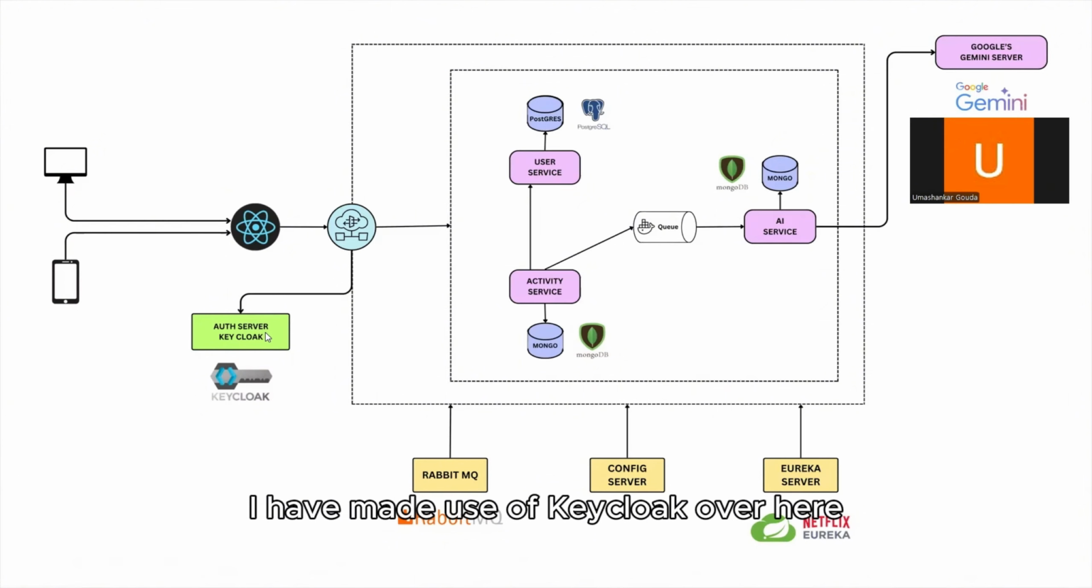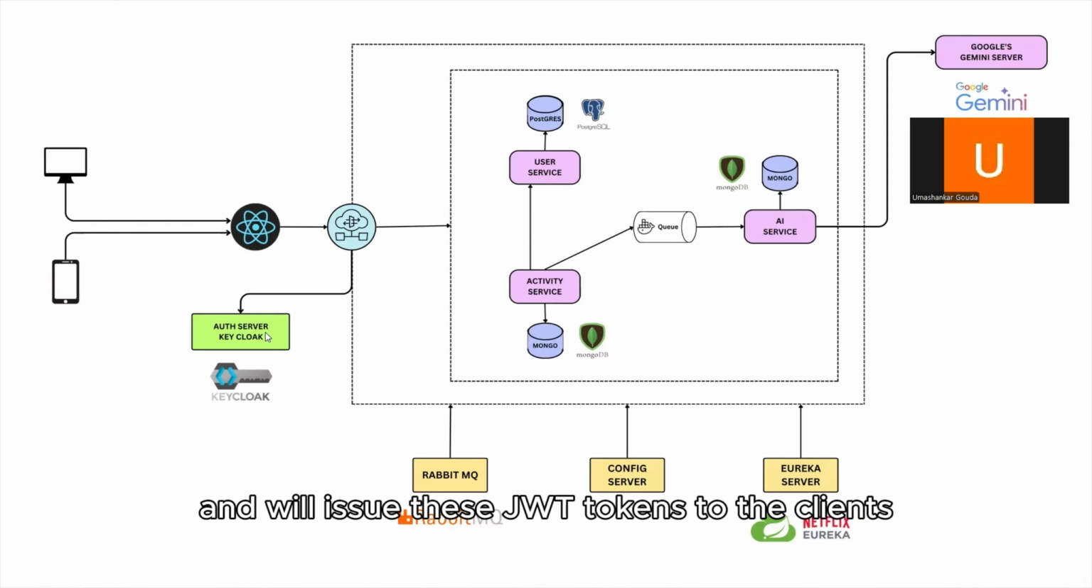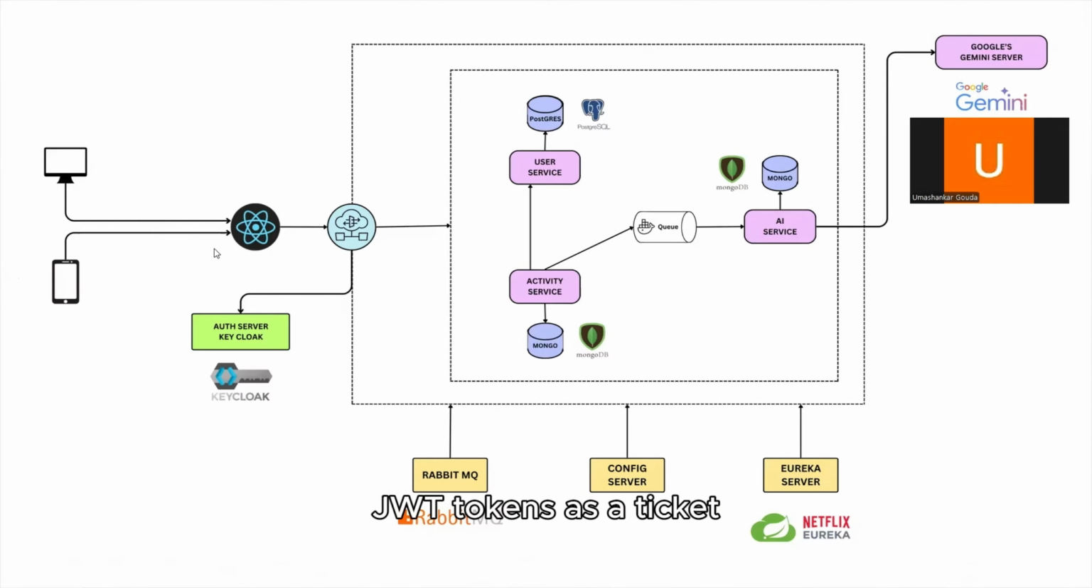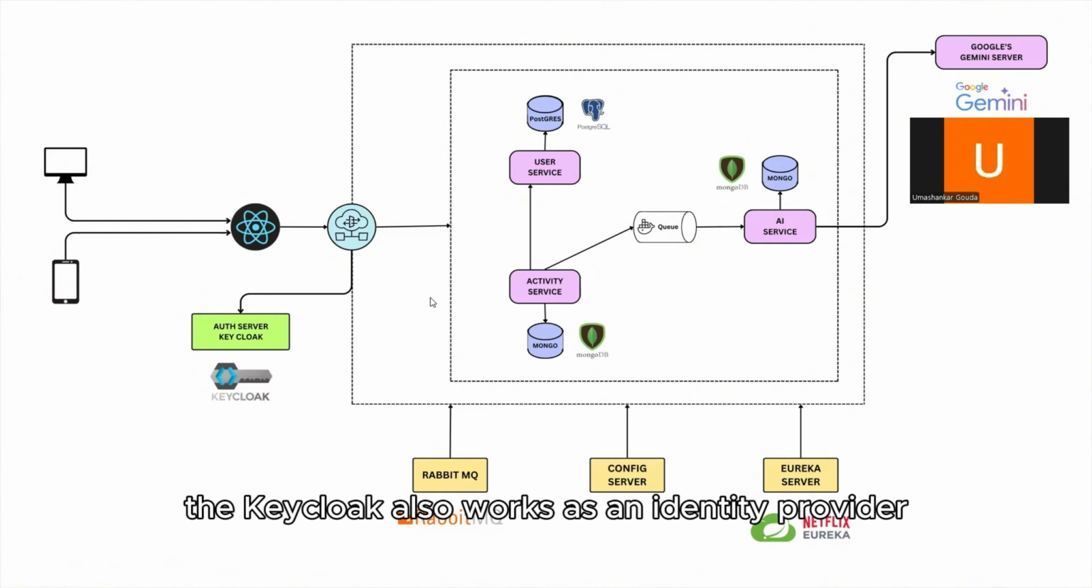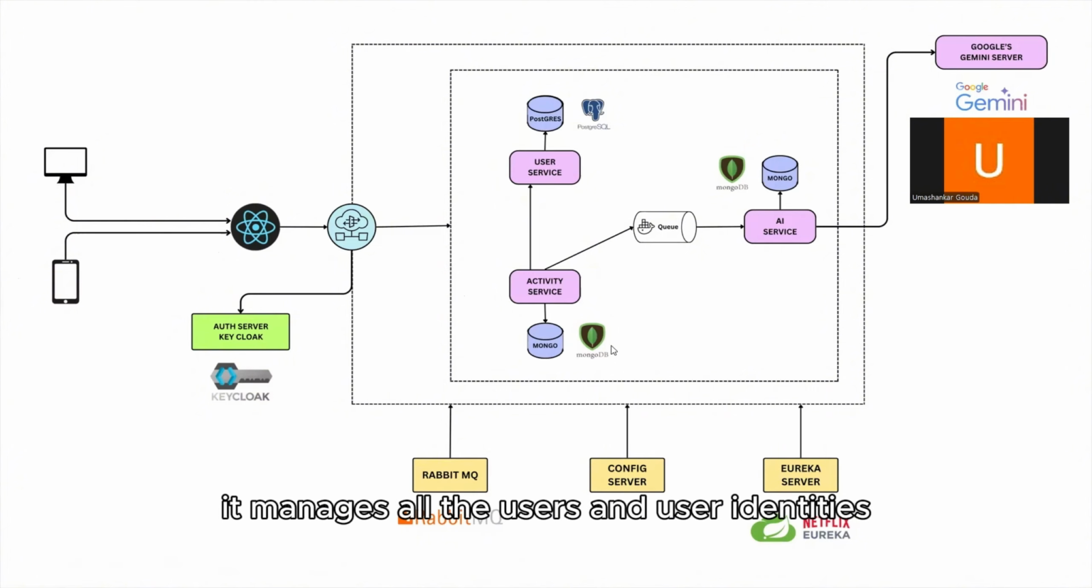I have made use of Keycloak over here to protect our REST APIs. I have implemented the OAuth2 authentication system, where we make use of JWT tokens and issue these JWT tokens to the clients, and the clients can present these JWT tokens as a ticket. Keycloak also works as an identity provider for our application. It manages all the users and user identity.